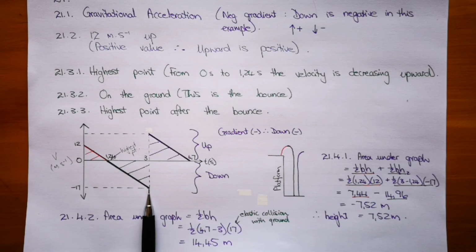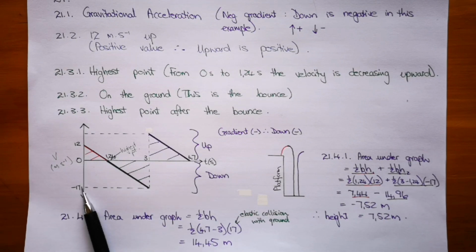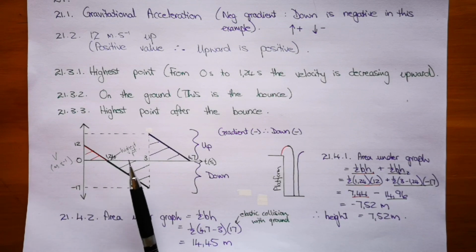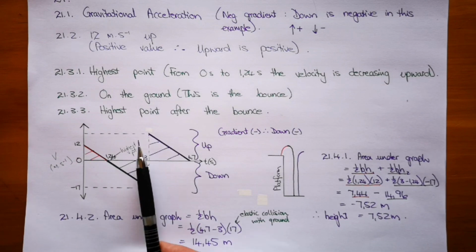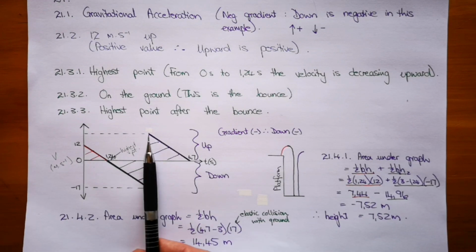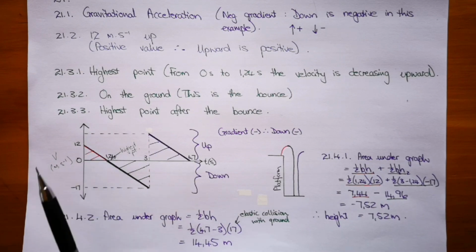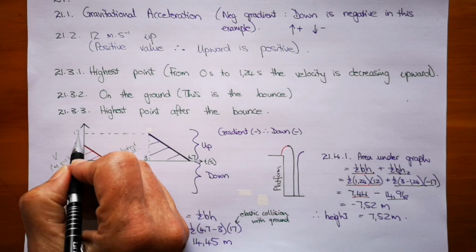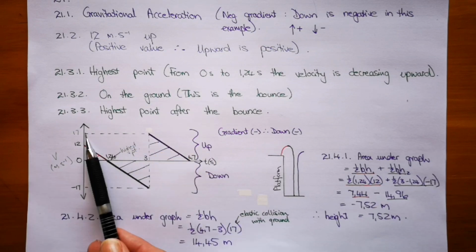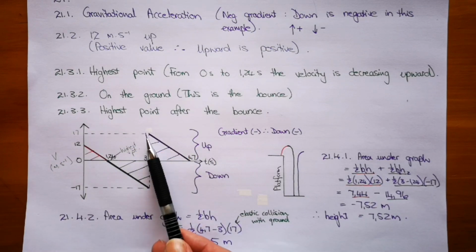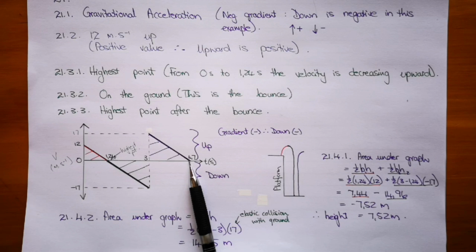What happens at the third second? The ball bounces. They told us that it bounced, and that it was an elastic collision with the floor. So it hits the ground at 17 meters per second. It's negative because down is negative. Then it bounces up at the same instant that it hit the floor. So with what velocity does it leave the floor? 17 meters per second, but this is a positive value because it's going up. And then the ball keeps going up, but the graph is coming down because the velocities are decreasing. So this is the highest point after the bounce.